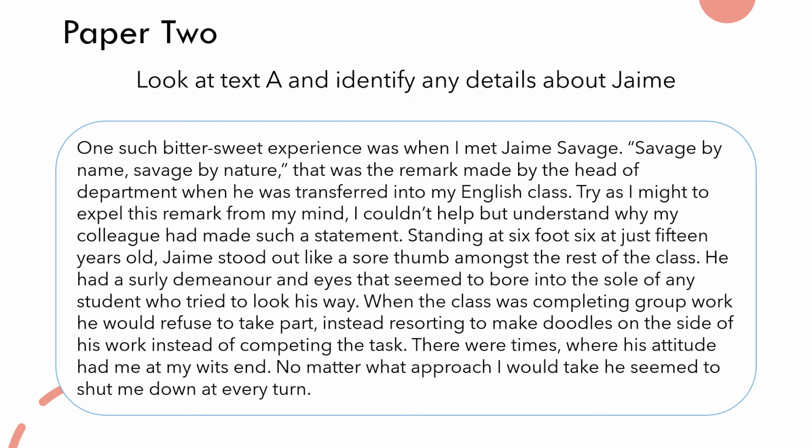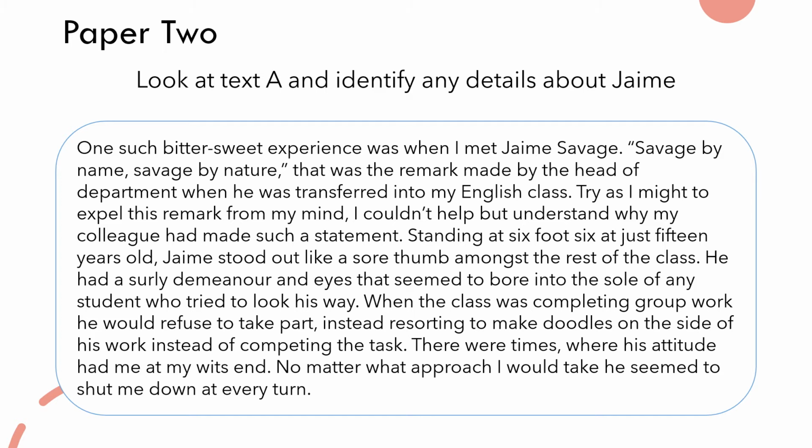"He had a surly demeanour and eyes that seemed to bore into the soul of any student who tried to look his way. When the class was completing group work, he would refuse to take part, instead resorting to making doodles on the side of his work instead of completing the task. There were times where his attitude had me at my wit's end. No matter what approach I would take, he seemed to shut me down at every turn."